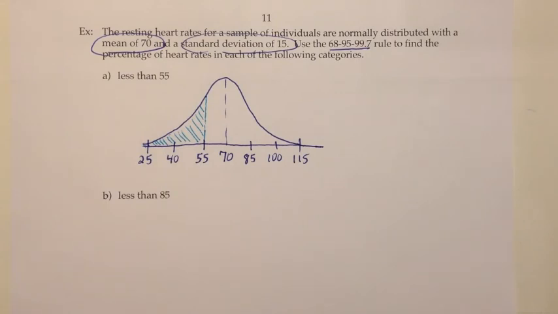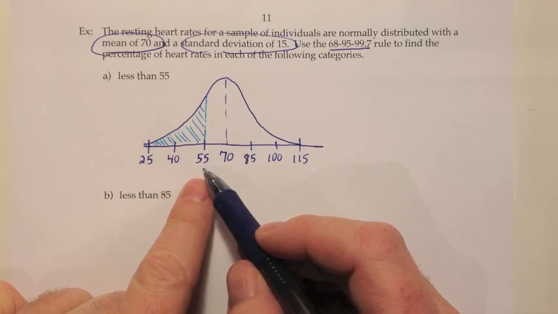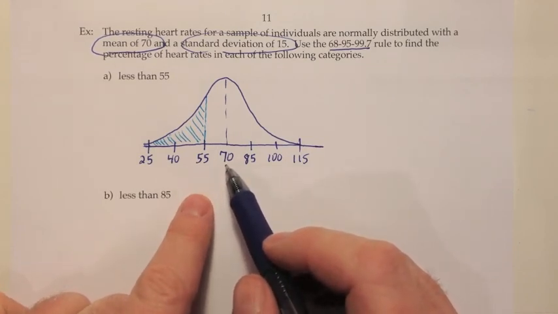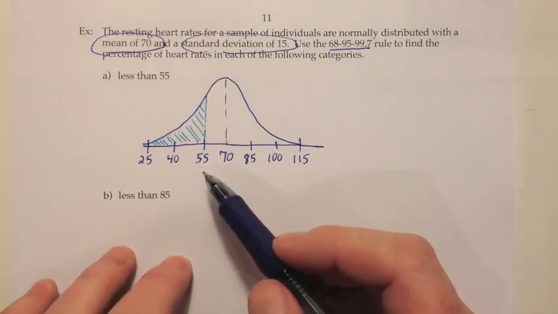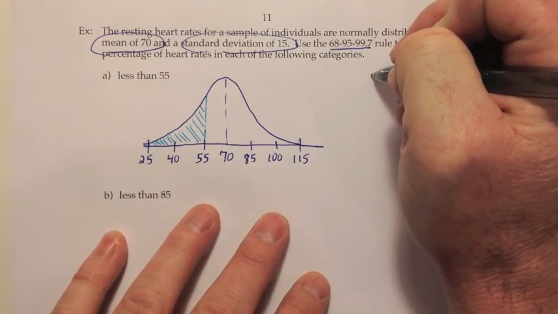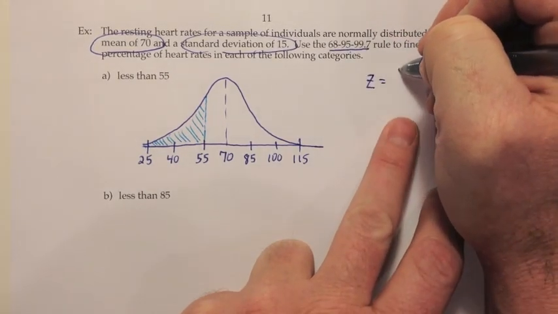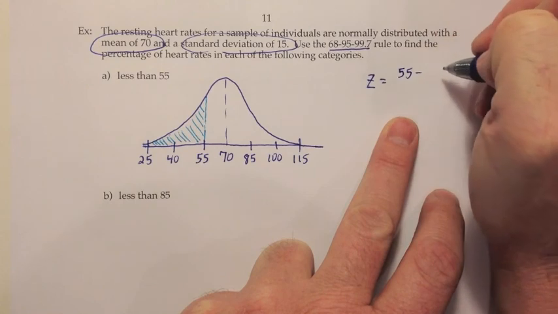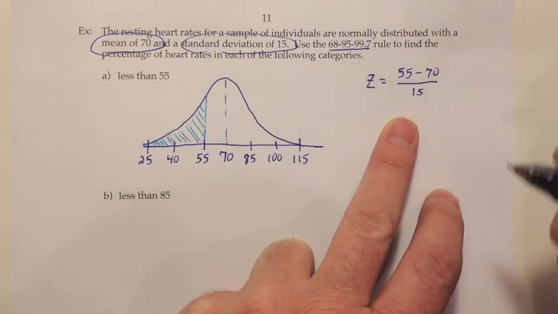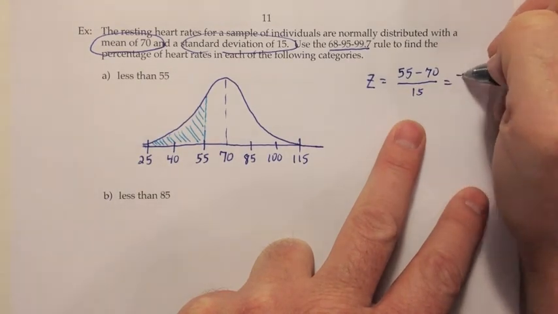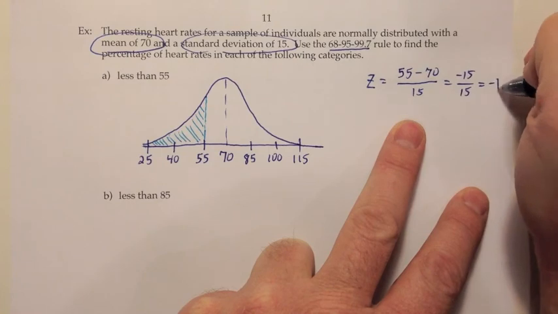So here's how I'm going to do that. First of all, I want to think about this 55, how many standard deviations away from the mean it is. And because of the way we counted this, we should be able to just tell that was 1 standard deviation to the left. We could also use our z-score formula, which might be overkill here, but you could do 55 minus the mean, which was 70, and divide that by the standard deviation, which is 15. And in this case, the numerator would be negative 15, denominator is 15, so you'd get negative 1.